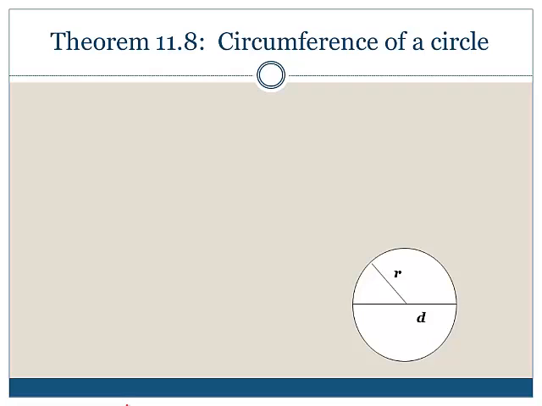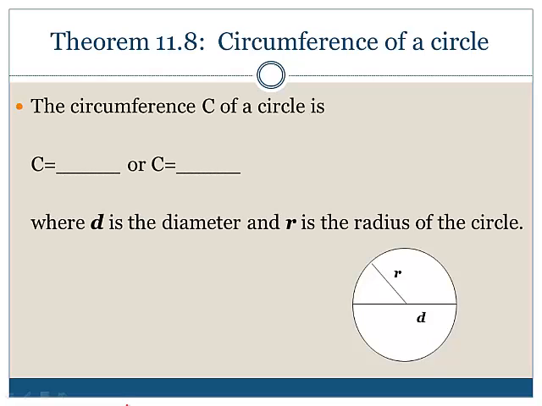Let's look at theorem 11.8, the circumference of a circle. The circumference, which will be represented by capital C, of a circle is 2 pi r, or circumference is equal to pi d, where little d is the diameter and r is the radius of the circle. Both of these formulas can be used to represent the circumference, and which one you use depends on the information you're given in your problem.